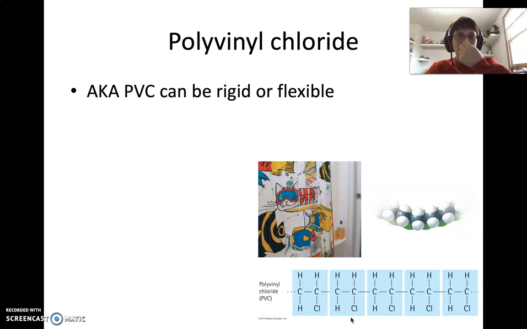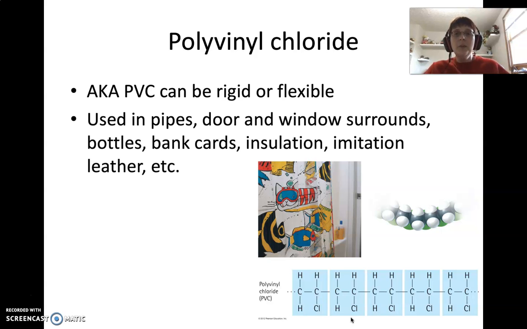So the most common thing that people know PVC for is pipes. But it's not just used in pipes. You may have it around the doors and windows in your house if those are made out of plastic material. But we can also make polyvinyl chloride into bottles, bank cards. So most of your bank and ATM cards or ID cards in your wallet are actually made out of polyvinyl chloride. That's why they're not recyclable, because this is a really tough material to recycle.